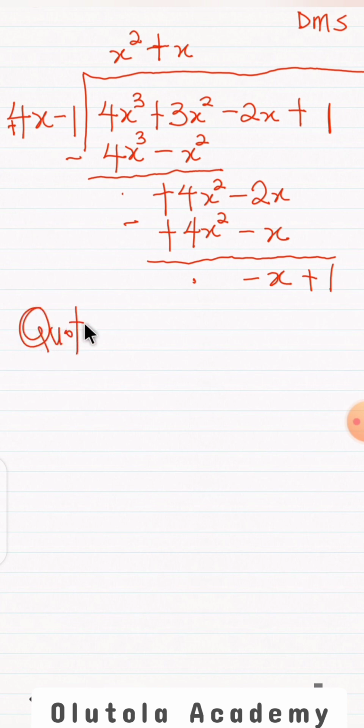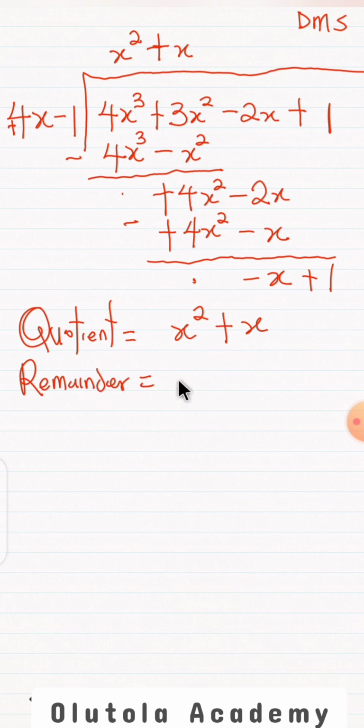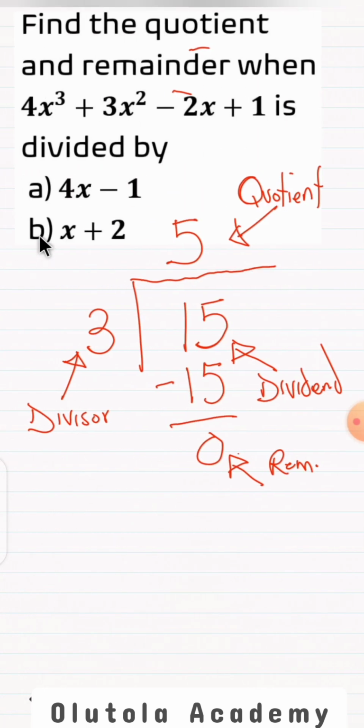I have the quotient. Question says we should find the quotient. I have the quotient up here, which is x square plus x, and I have the remainder. The remainder is what I have down here, and that's minus x plus 1. So I have finished the first part of this question. I'm done with this. I go on with the second one.